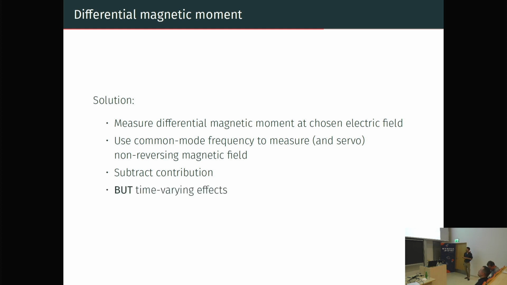The issue is that then there can be time varying effects. So if your electric field is varying in time, and particularly if it's varying in time in a way that's correlated with your externally applied magnetic field, then you can have some quite complicated effects that mean that this sort of cancellation procedure doesn't work anymore. So we spent actually a very long time trying to characterize and reduce these effects in our experiment before we took our data set.